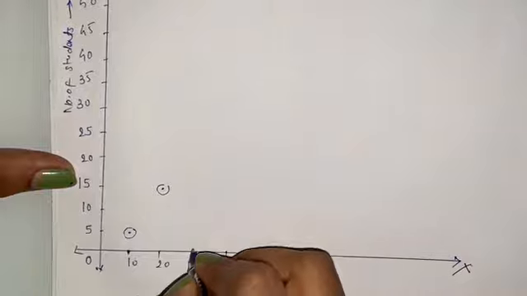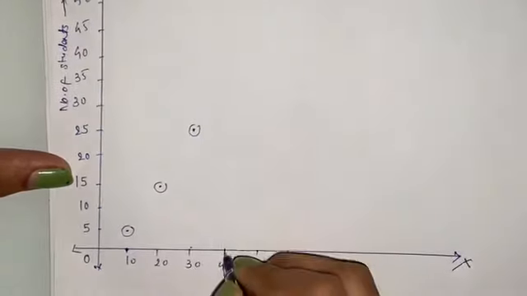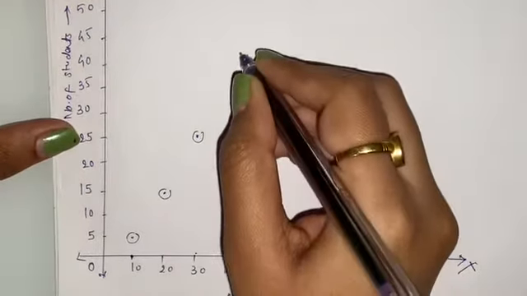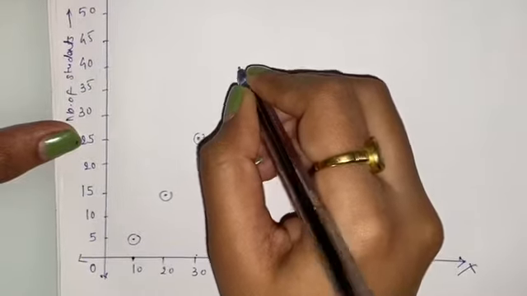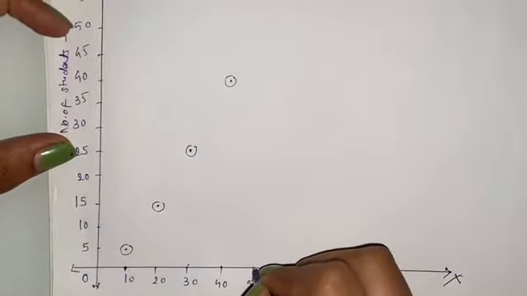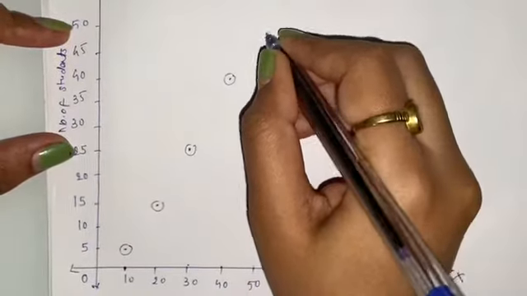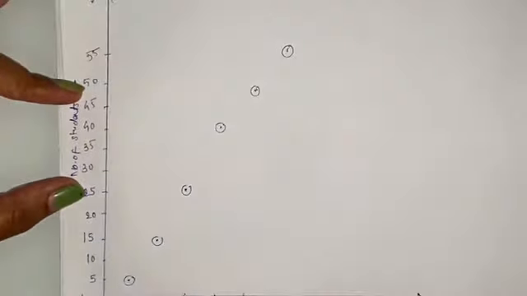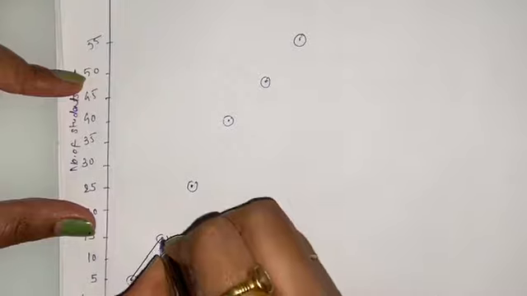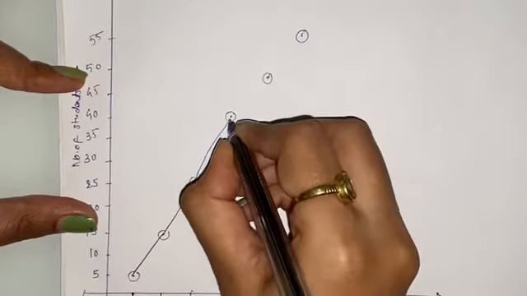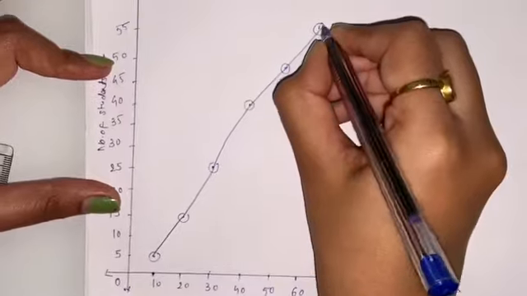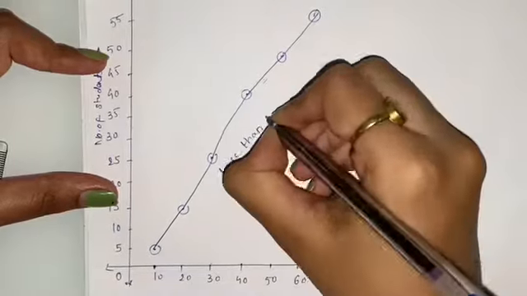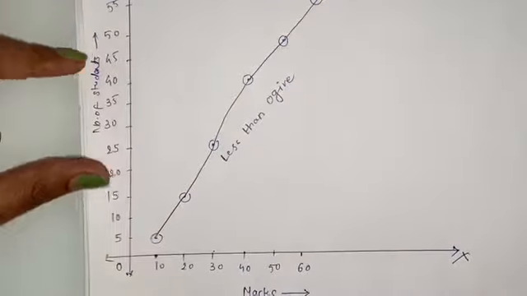With 30, we have 25. With 40, we have 40. With 50, we have 50. With 60, we have 55. Now you have to join all these points. Okay, so this is the less than type of Ogive. Clear?